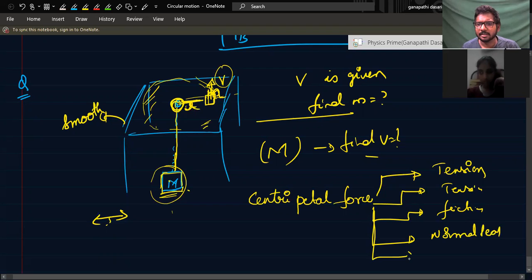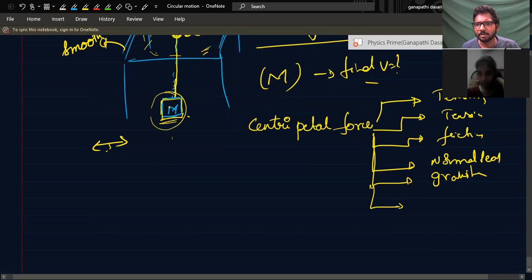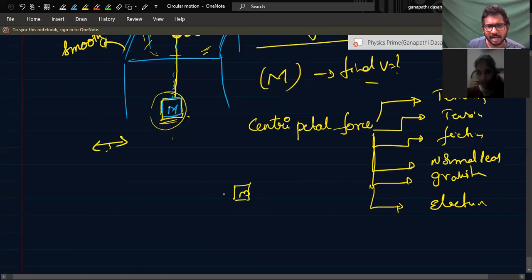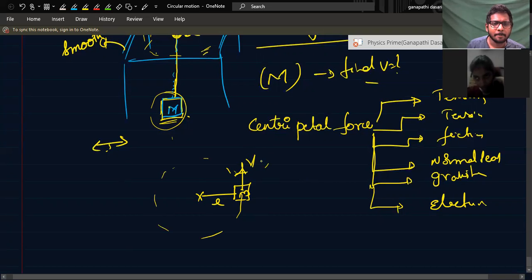Sometimes it is provided by gravitational force. Sometimes it is provided by electrostatic force. So like that, the force provided might change, but there should be a centripetal force. Here, to see this small m block travel in a stable circle of radius L, it is given a velocity v. So what is providing the centripetal force here?